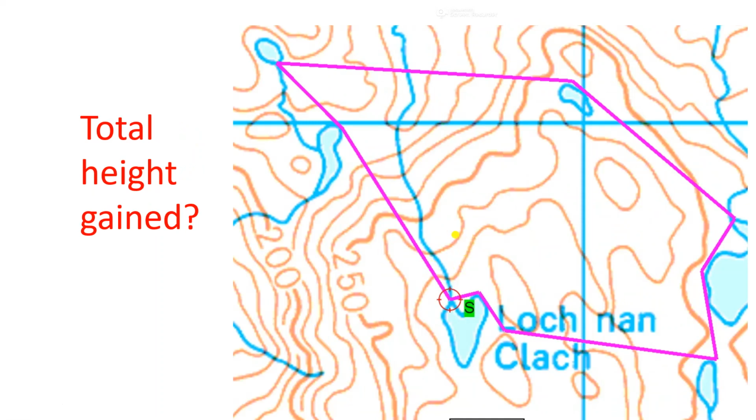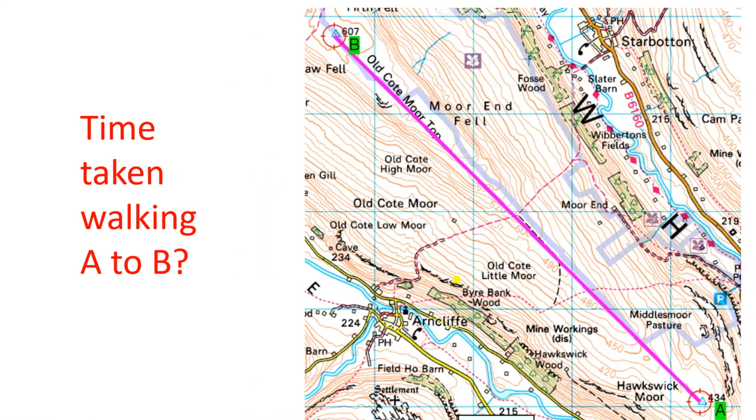Okay, this question, I want you to imagine that we're going on a journey from S clockwise around this pinky purple line. So what would be our total height gain if we made that journey? Next question is about estimating time taken. If we were to start at A, go in a straight line up the map to B, how long would that take if we were walking? So not running on this one, walking.